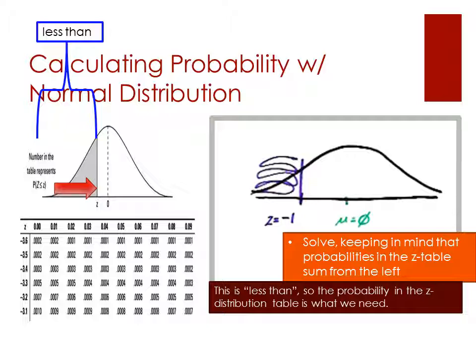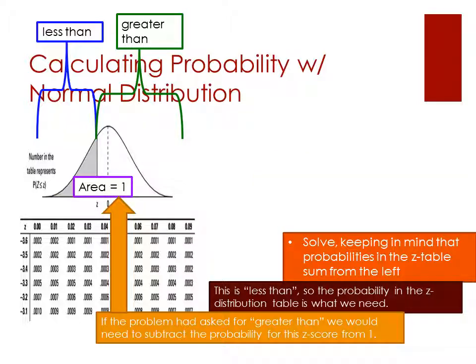Here we can see that we're solving for a less than, so the probability in the z distribution is exactly what we need. You can see the image up here, I've blown up for you and labeled. Going from the left, that is the less than component. If you're being asked to solve for something less than, it's going to be all the information to the left of the z-score. If you're being asked to solve for something greater than, that is all the area to the right of that z-score.